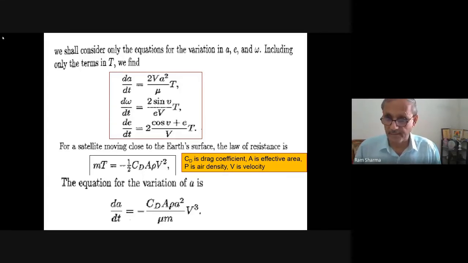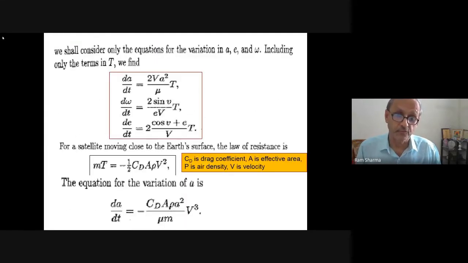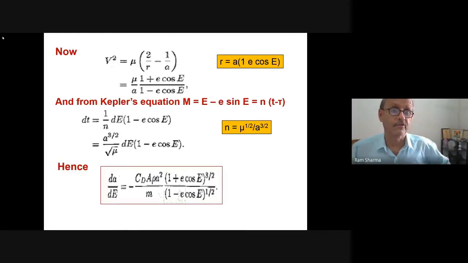This is very fundamental for drag, because the resistive force, when the satellite passes through, makes it lose some of its energy. So you can substitute this T in the previous equation. In this T, you use this equation and substitute here. dA by dt you get in this form. And now you go back to this V square equation. And we have a wonderful equation, R, which I taught you.